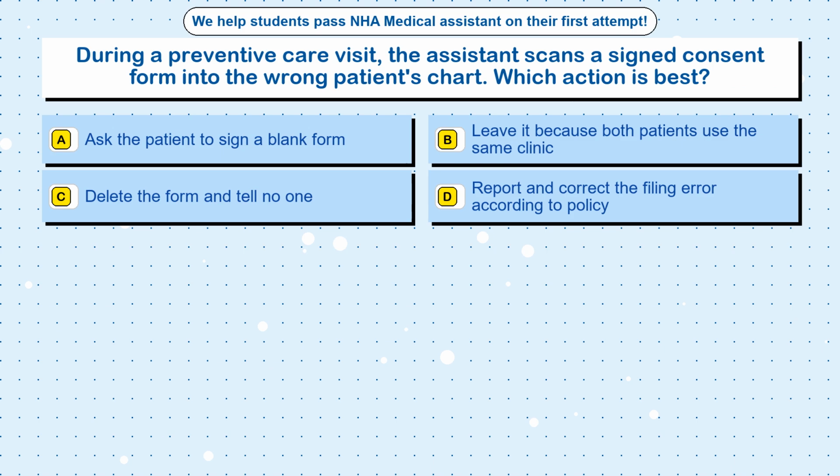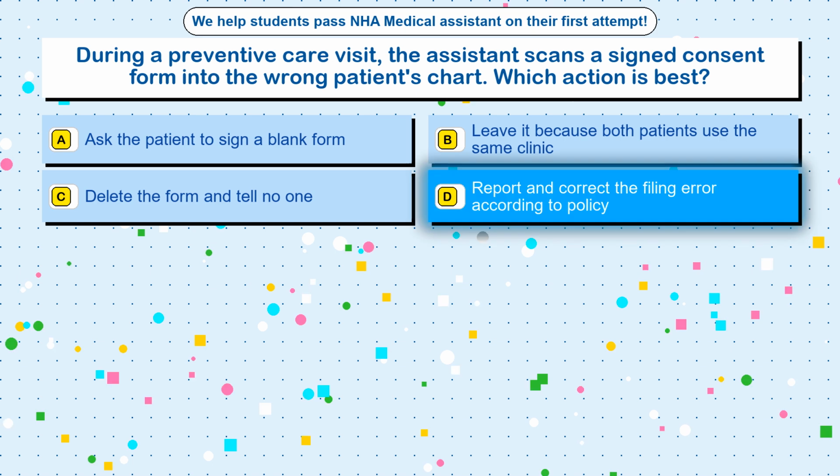Question 56. During a preventive care visit, the assistant scans a signed consent form into the wrong patient's chart. Which action is best? Option A. Ask the patient to sign a blank form. Option B. Leave it because both patients use the same clinic. Option C. Delete the form and tell no one. Option D. Report and correct the filing error according to policy. The correct answer is option D. Report and correct the filing error according to policy.